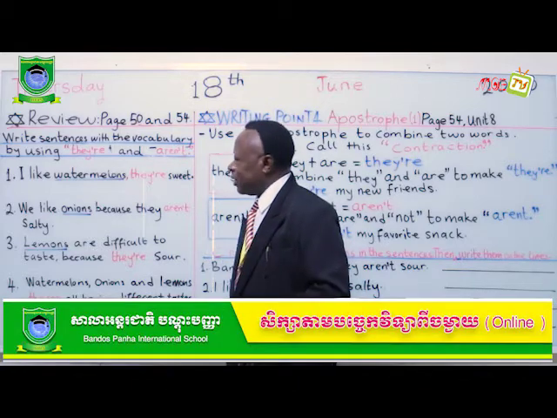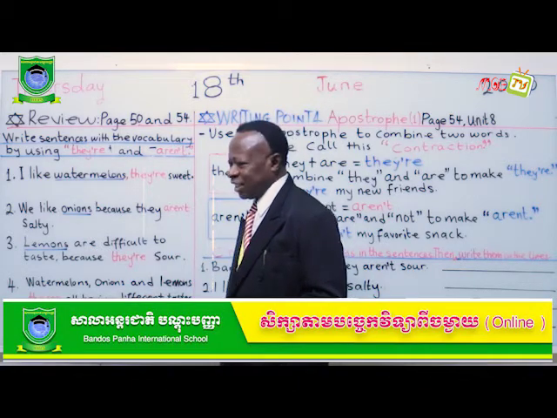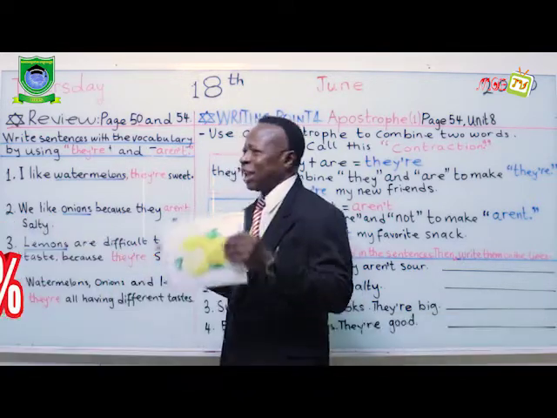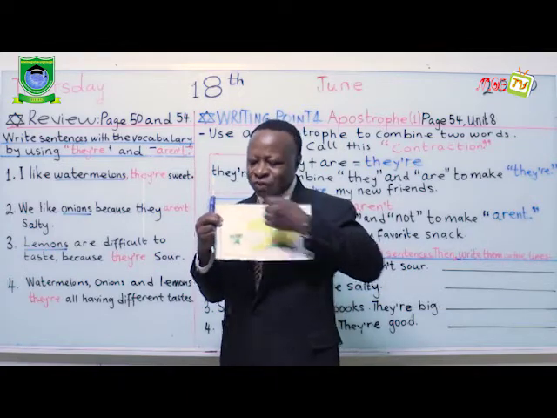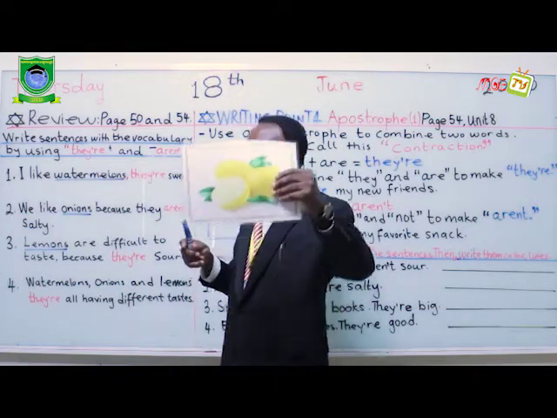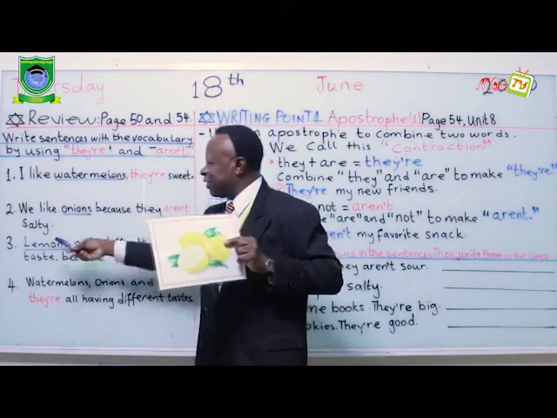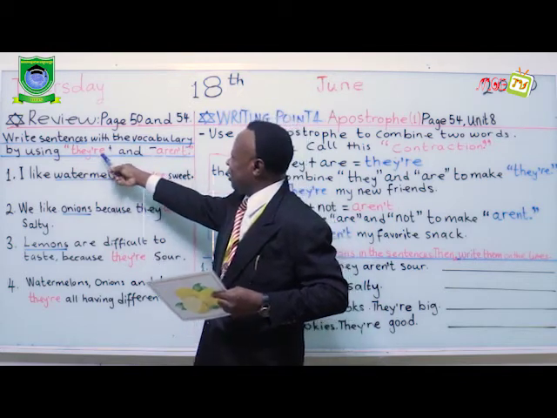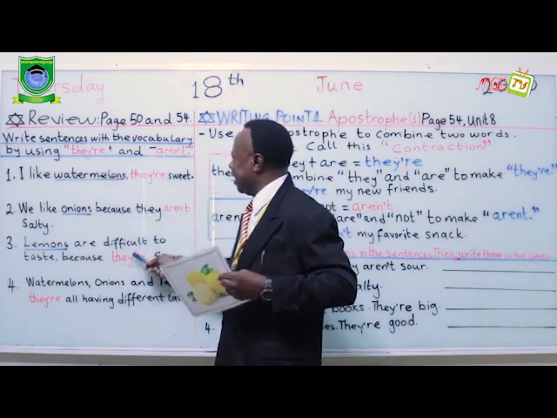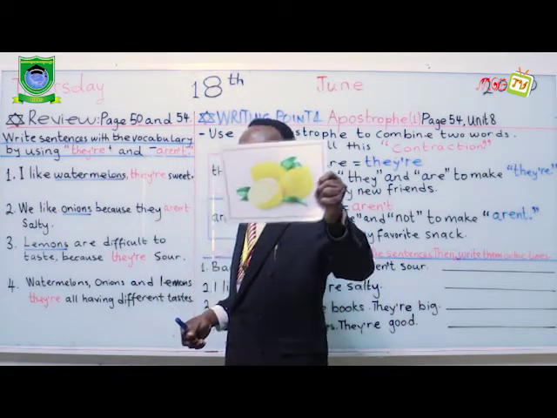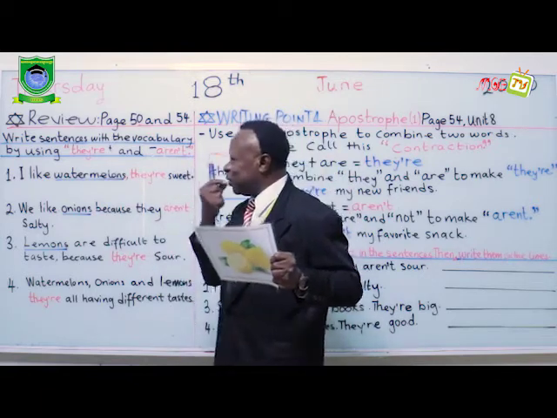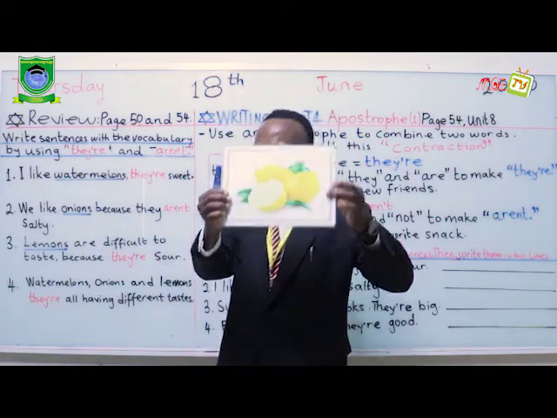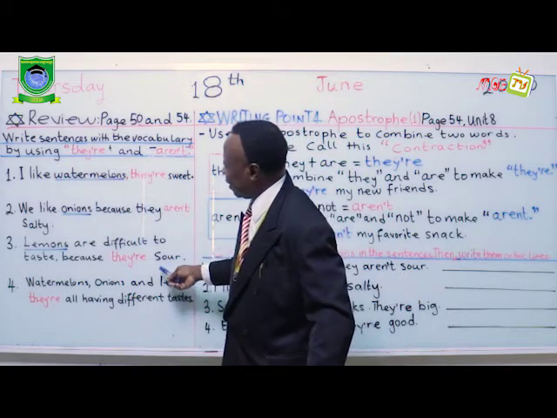Lemons are difficult to taste because they are sour. Lemon is the object, and they are is the phrase we use here. So lemons are difficult to taste because they are sour. This is the third sentence.